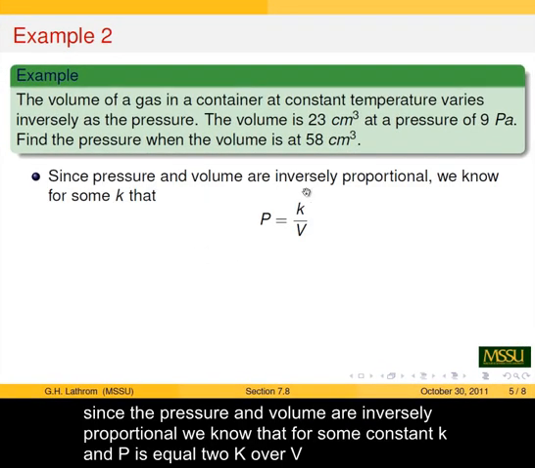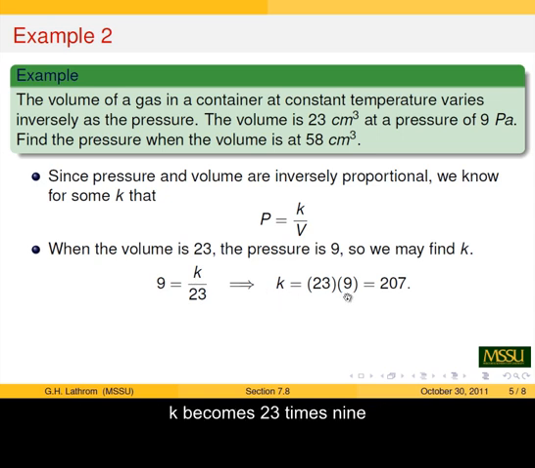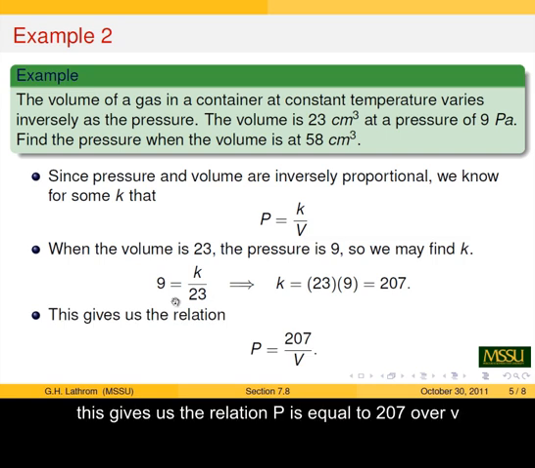Since the pressure and the volume are inversely proportional, we know that for some constant k, P is equal to k over V. When the volume is 23, the pressure is 9. Substituting these values into our equation, we are able to solve for the constant k. K becomes 23 times 9, or 207. This gives us the relation P is equal to 207 over V.